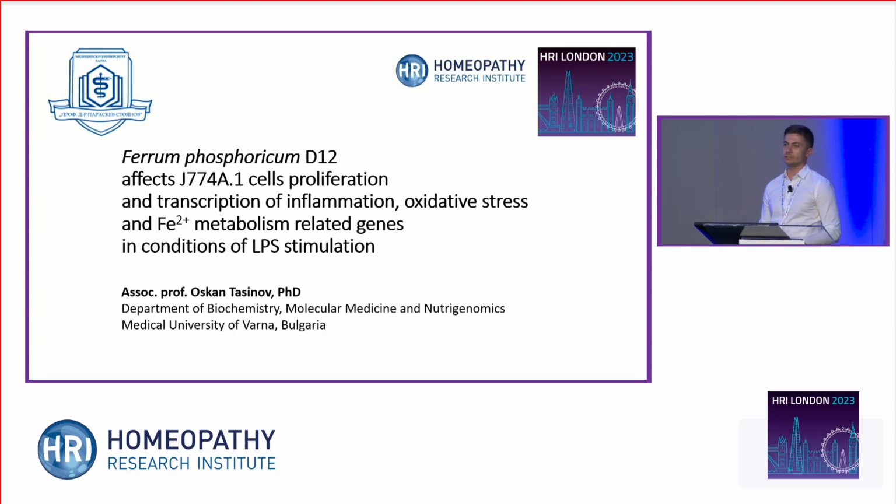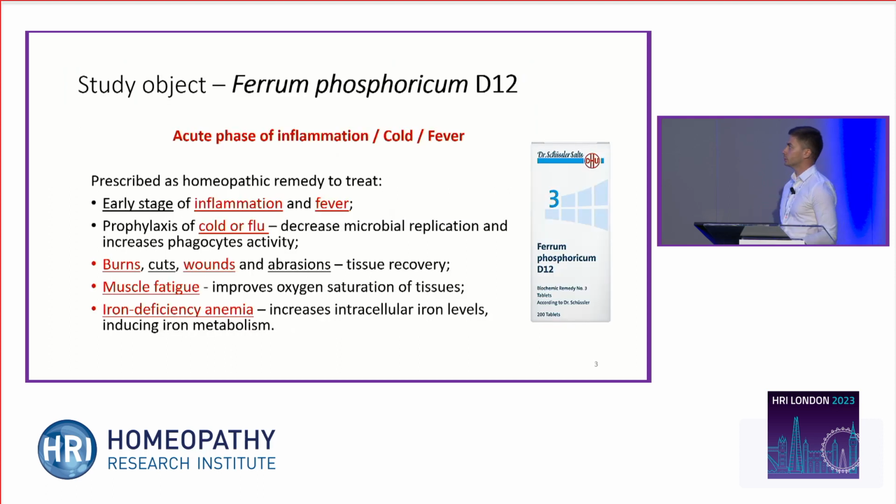The topic of our study is the Ferrum phosphoricum D12 effect on mouse macrophage cell proliferation and transcription of inflammation, oxidative stress, and iron metabolism related genes in conditions of LPS, bacterial lipopolysaccharides, challenged macrophages. So we conducted an experiment testing ferrum phosphoricum in D12 potency, the Schussler salt number 3.